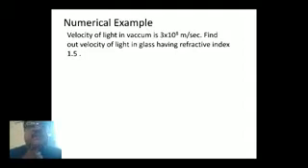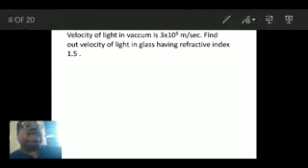So now let us solve this numerical example. Here the velocity of light in a vacuum is given as 3 into 10 to the power 8 meter per second. Velocity of light in the glass is asked, and the refractive index of the glass is given. So let us solve this problem.